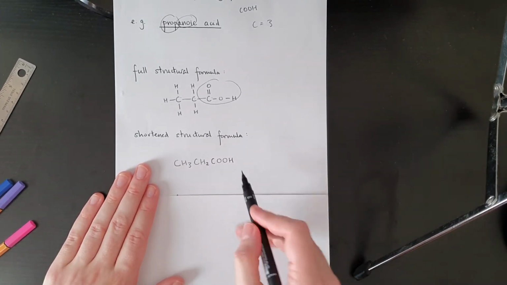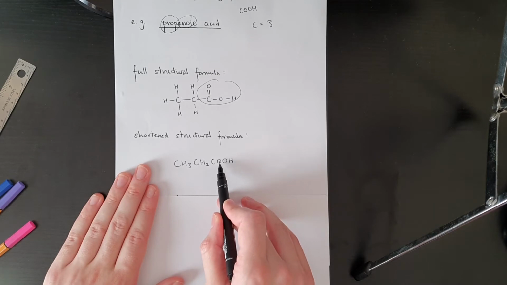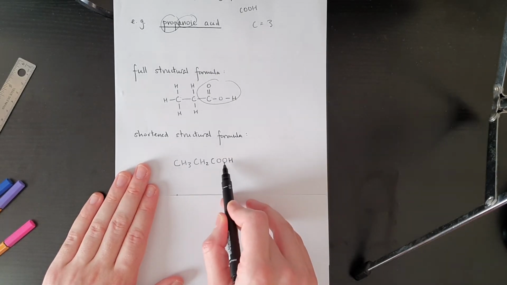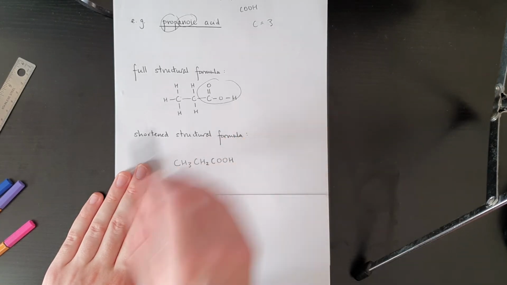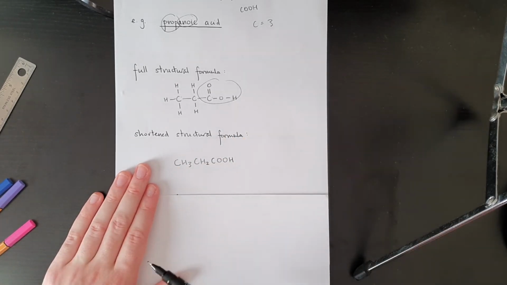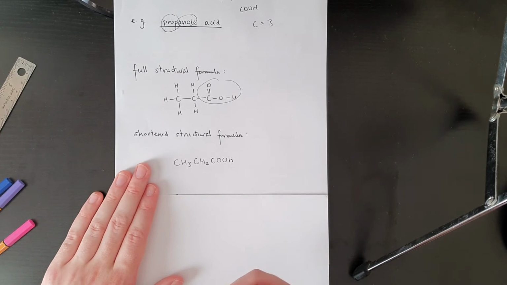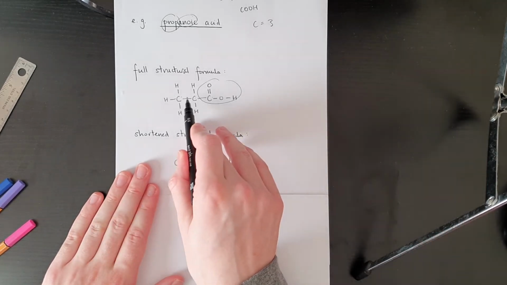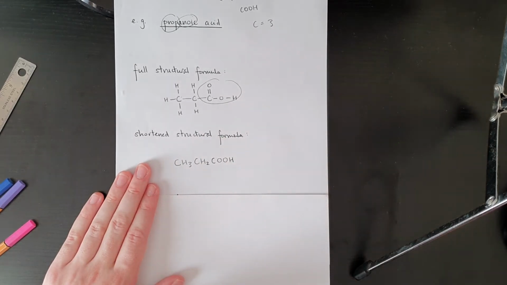And in chemistry, it's just implied that one of these oxygens is double bonded up to the top of the carbon, and the other oxygen is single bonded onto the end. That's just something that we have to remember. It's like a shorthand in chemistry. So that would be my shortened structural formula for this compound. These mean exactly the same thing.